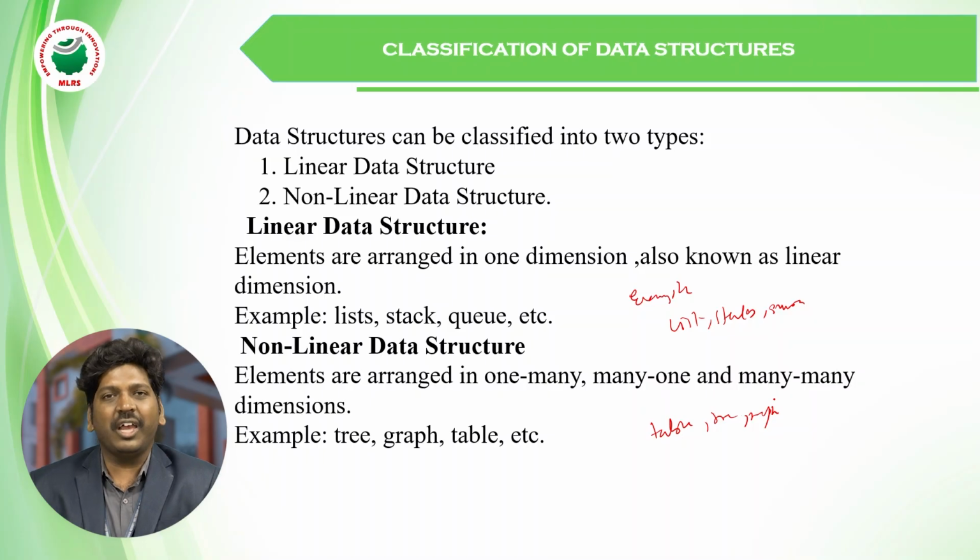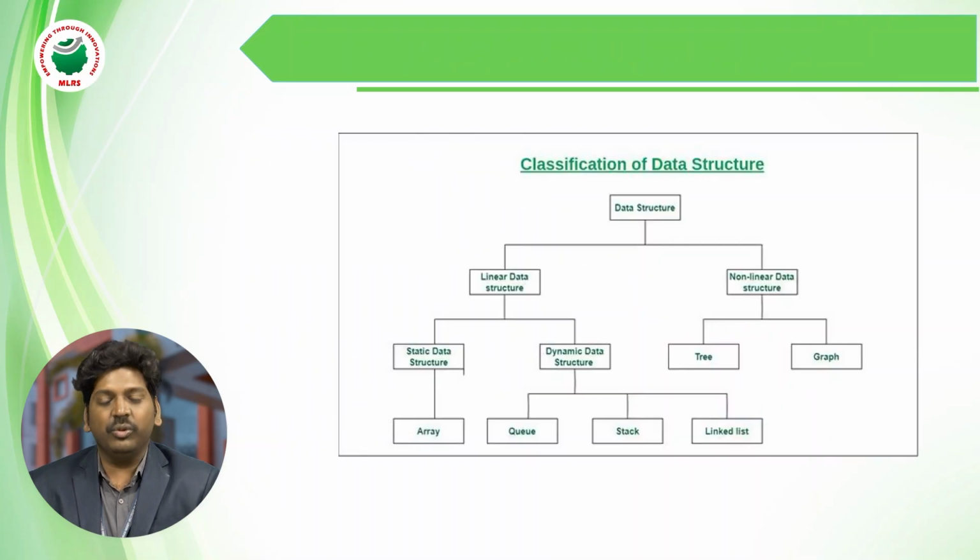Then from that, we need to introduce the classification one after another with linear data structures and non-linear data structures. In the classification, if I want to take a diagrammatic representation, the data structures are first divided into linear and non-linear. Then what is meant by a static data structure? It means whenever I am taking any fixed value, I cannot change it. For that, we are taking an example called an array. And in dynamic data structures, we are understanding queues, stacks, and lists.